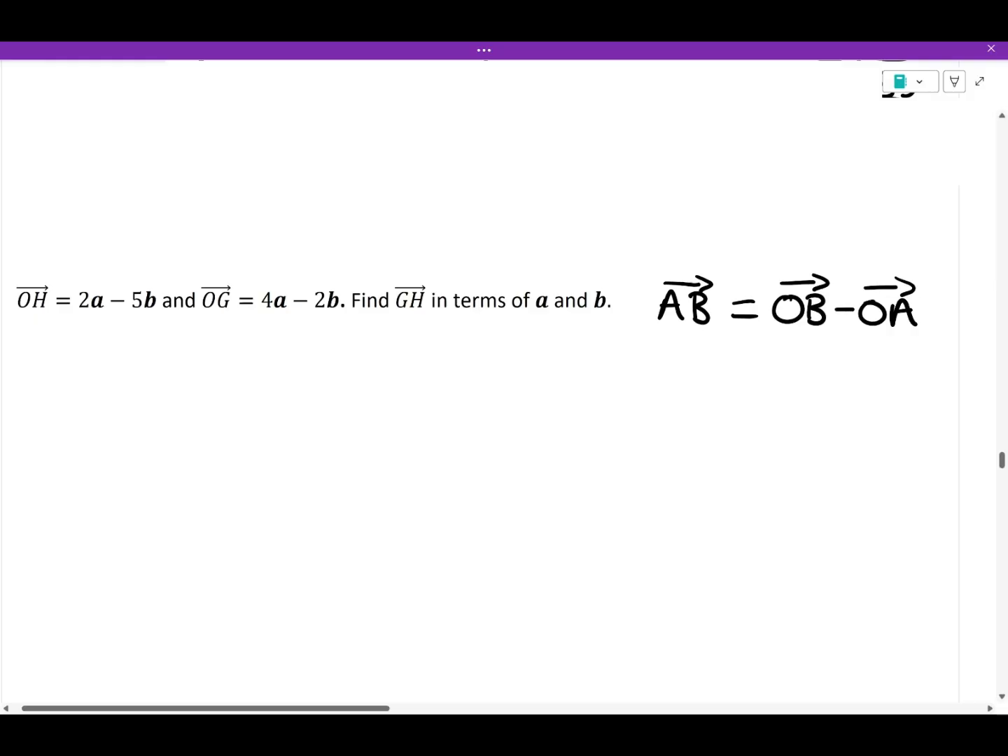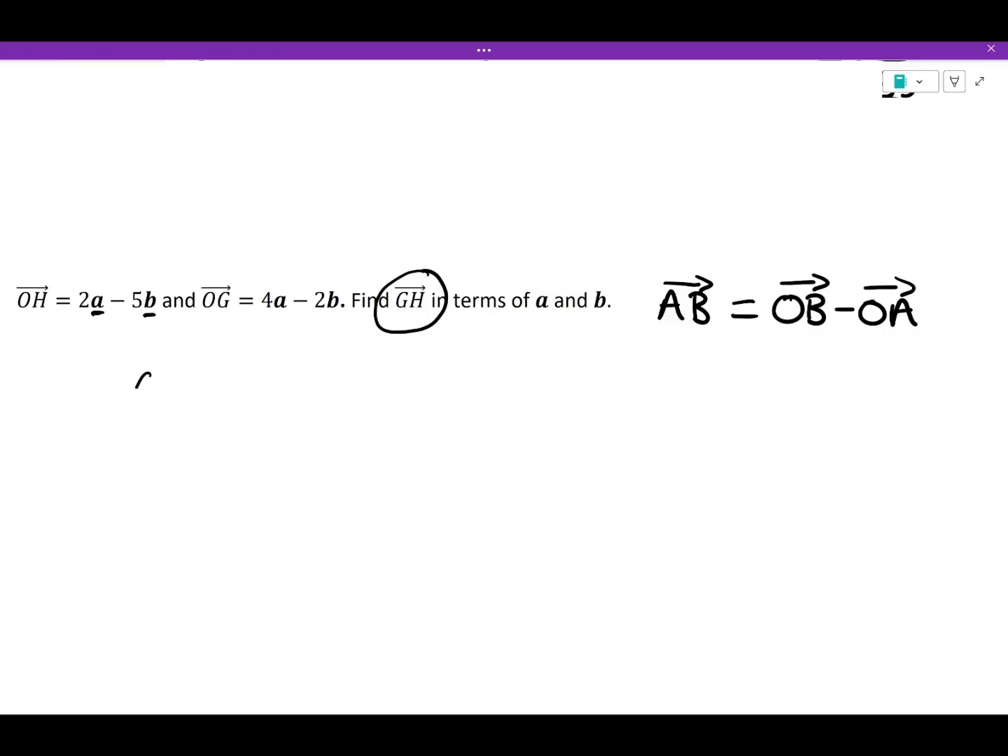So we've got O to H, the position vector of H, which is 2a subtract 5b. So a is in bold and b is in bold because they are vectors. Now, I don't know the specific column vectors for them, but it's actually not relevant to the question. We then got the position vector of G, O to G, and that is equal to 4 lots of a subtract 2 lots of b, where a and b are in bold because they're vectors, whereas the 4 and 2 are not in bold because they're scalars. We need to find the displacement vector G to H in terms of a and b.